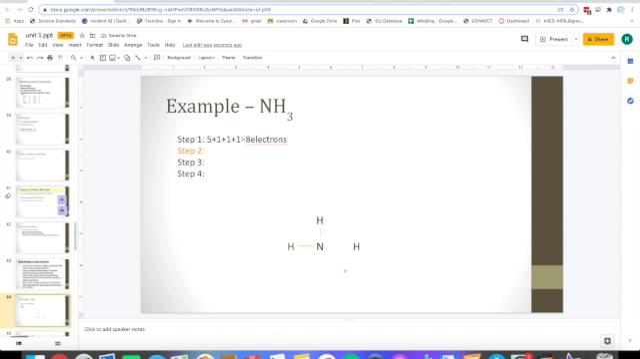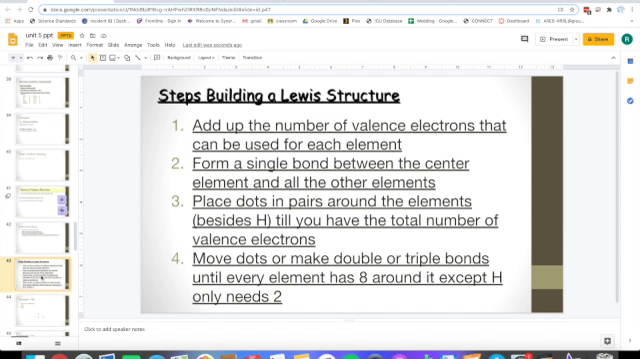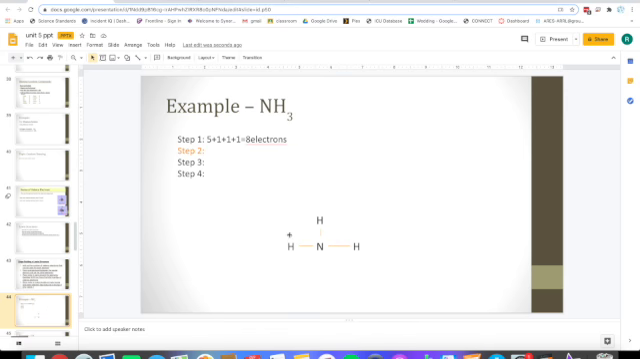I'm color coding so you know what step I did what. Okay, so that is step 2. Now, we talked about each line represents 2 electrons. So here we have 2, 4, 6 electrons. Step 3. Place dots in pairs or in twos around the elements besides hydrogen till you have the total number of valence electrons. So here we have 2, 4, 6, but we need 8. So that means we need to put 2 more dots.